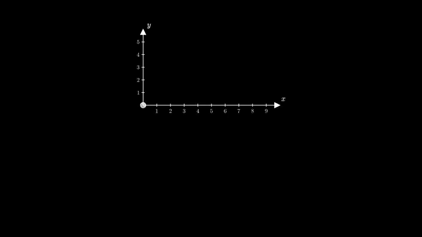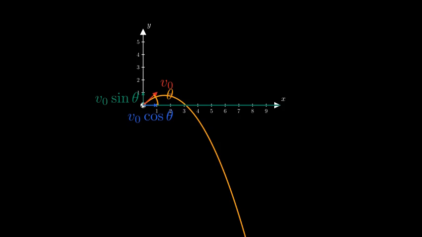Let's set up a basic scenario to understand projectile motion more formally. Imagine we're launching a ball from the ground at a certain angle with an initial velocity. We'll place this at the origin of our coordinate system. The ball has an initial velocity v0, launched at an angle theta with the horizontal. This initial velocity can be broken down into two components, a horizontal component and a vertical component. The horizontal component is v0 times cosine theta, and the vertical component is v0 times sine theta.